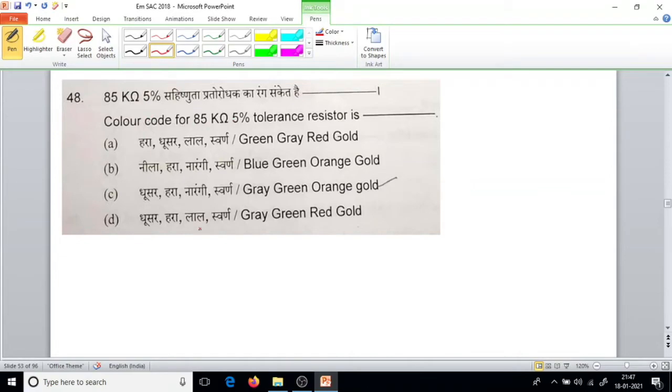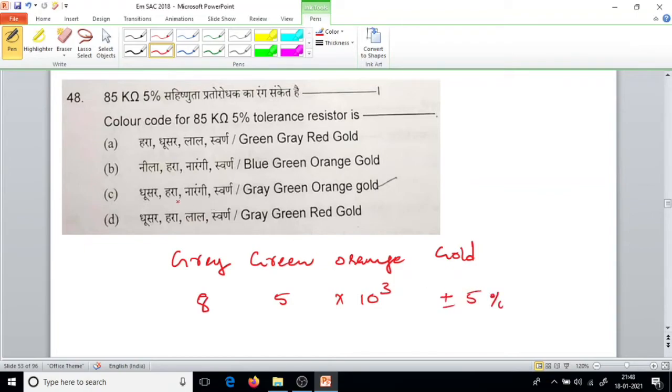Okay, now question number 48. Color code for 85 kilo ohm 5% tolerance resistor is. What is the color code? 8 is gray. 5, what is 5? Green. Kilo ohm, orange will give you 10 to the power 3. 5% tolerance, that is gold. So this will be 8, 5, multiplier 10 to the power 3, 4 band resistor plus or minus 5%. So the answer is gray, green, orange, gold, option C.